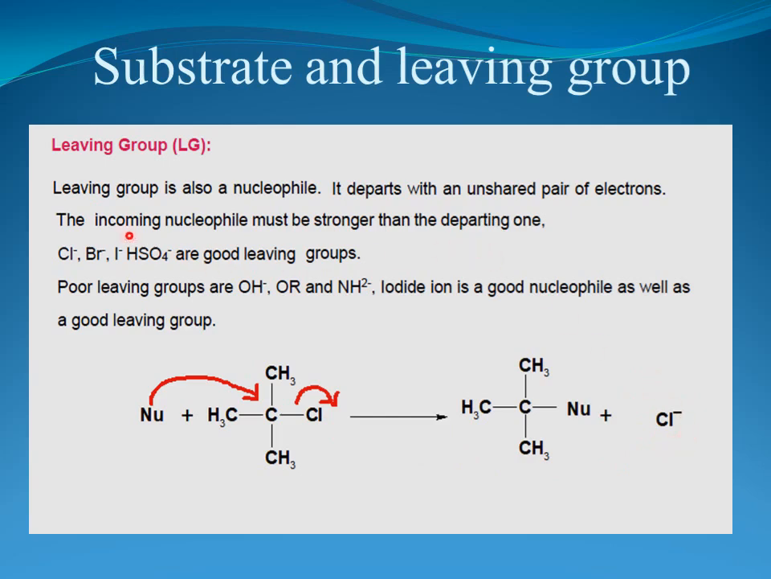The incoming nucleophile must be stronger than the departing one. Only then can it make a bond and break this bond. So the incoming nucleophile must be stronger as compared to the leaving group. Chloride, bromide, iodide, bisulfate are good leaving groups, meaning that they can easily depart. Poor leaving groups are OH, OR, NH2. Why, students? Because they make a strong bond. So if they make a strong bond, then they will be poor leaving groups. Iodide ion is a good nucleophile as well as a good leaving group.